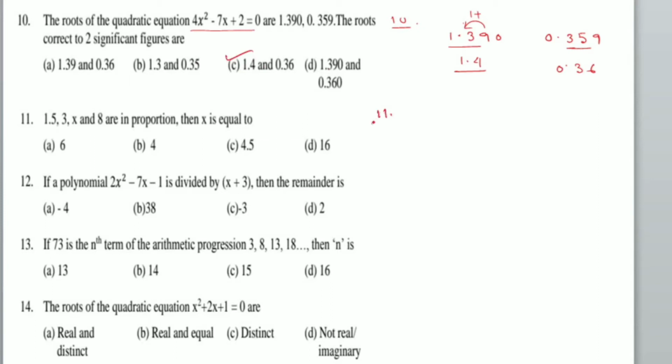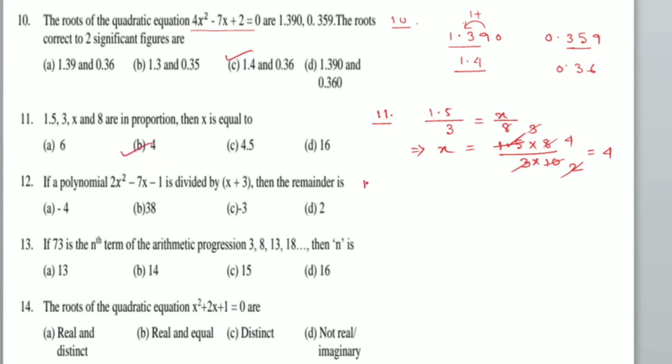Number 11. Here you can see 1.5, 3, x and 8 are in proportion. Then x is equal to what? So 1.5 divided by 3 is equal to x by 8. We have to find out x. So x will be 1.5 into 8 divided by 3. It will be 10. Then 5 3s are 15, 5 2s are 10, 3 3s vanish. It will be 4. So the right answer is 4.